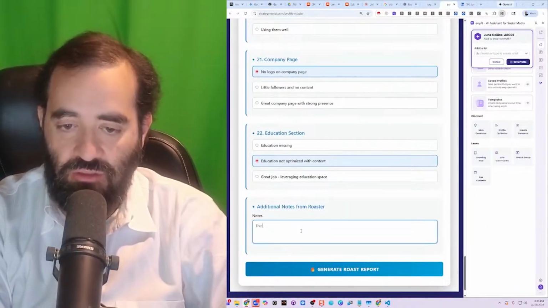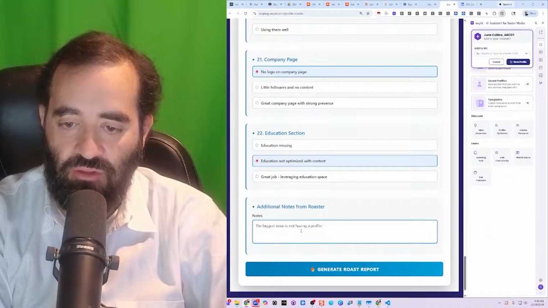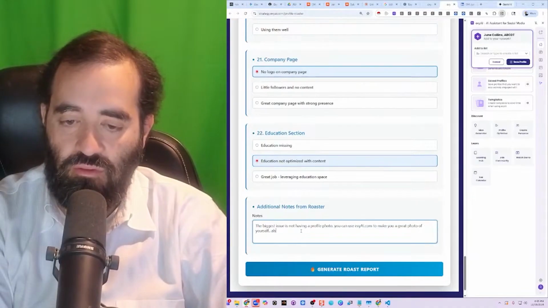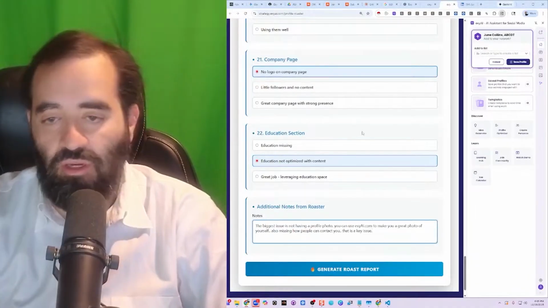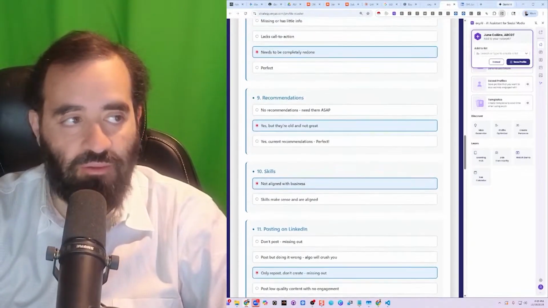The biggest issue is not having a profile photo. You can use evyAI.com to make also missing out people. Okay, so that's kind of like we have this whole thing optimized over here.